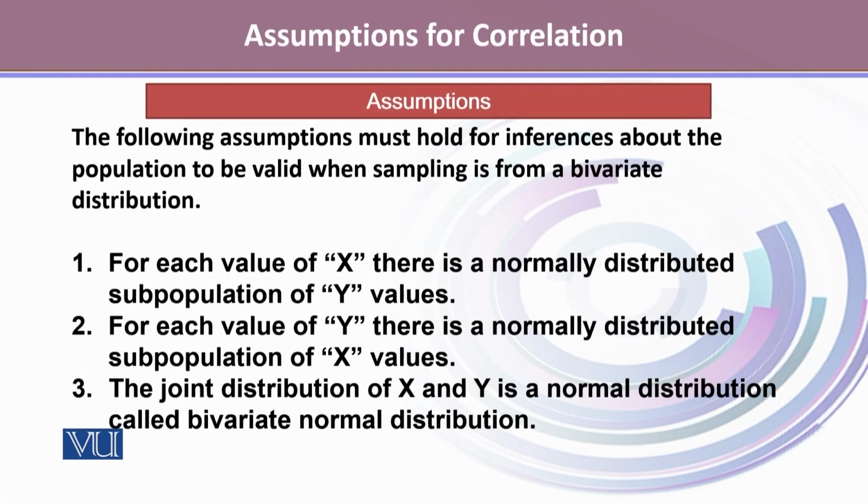The following assumptions must hold for inferences about the population to be valid when sampling is from a bivariate normal distribution. For each value of X, there is a normally distributed subpopulation of Y values. And for each value of Y, there is a normally distributed subpopulation of X values.